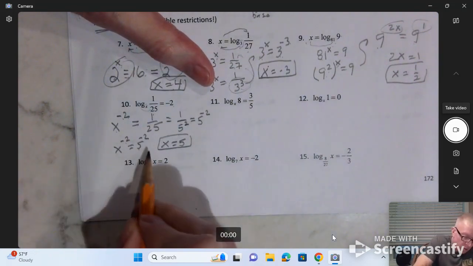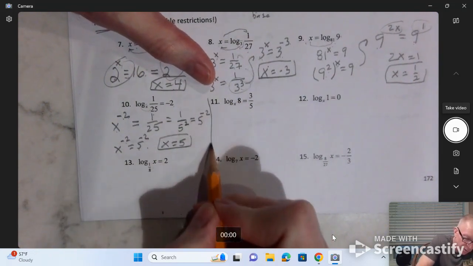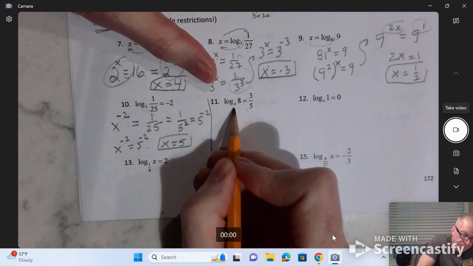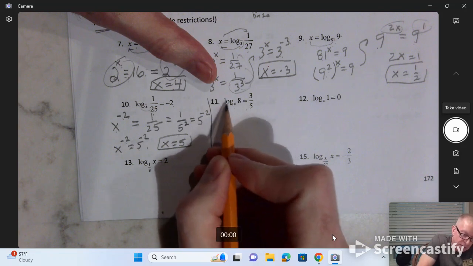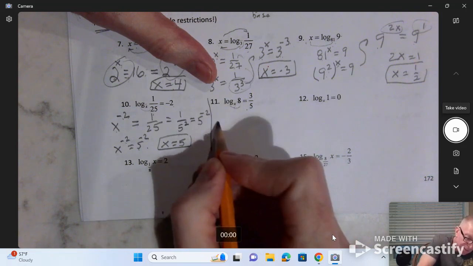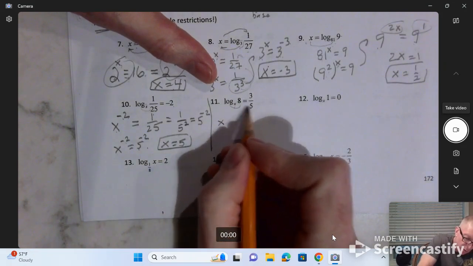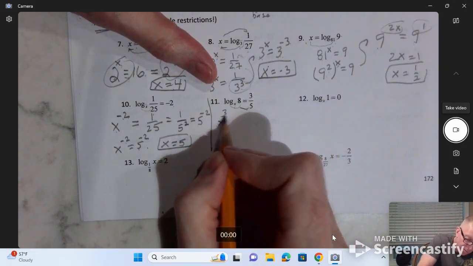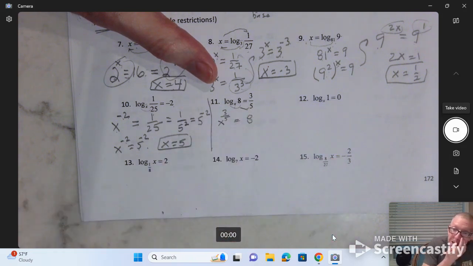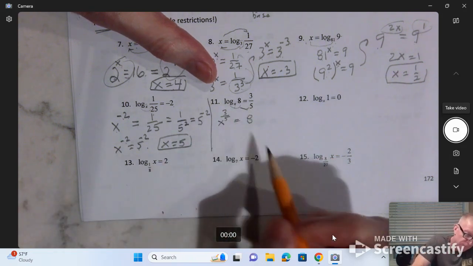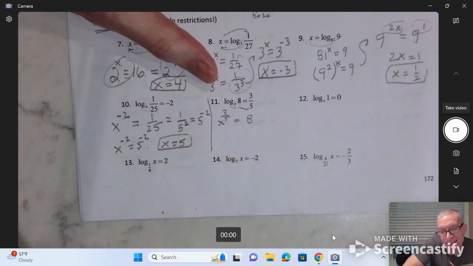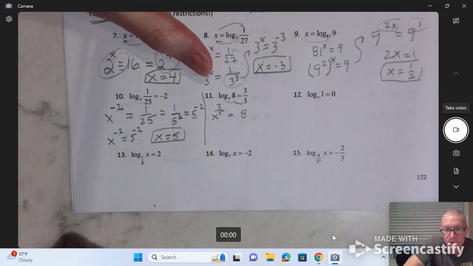Okay. There is another way to solve this one, and I'm going to show you on this one, because this one is a little bit harder. Your base is x. Log base x of 8 equals 3/5. So base is x, x raised to the 3/5 is equal to 8. Okay. So I have x to the 3/5, but what I want is x, which is x to the first.